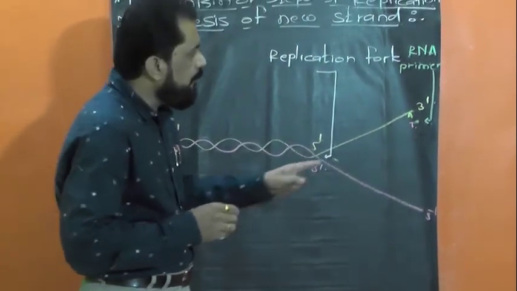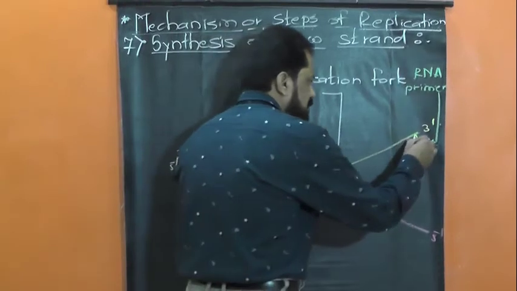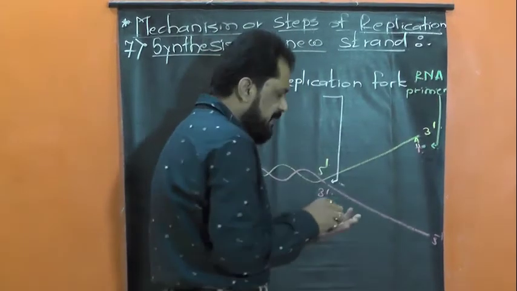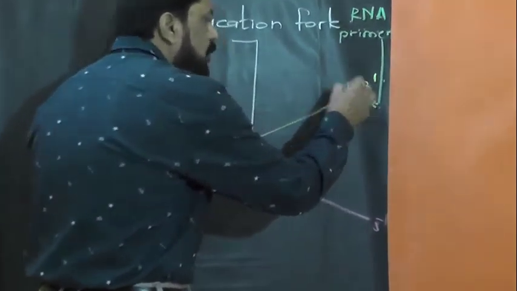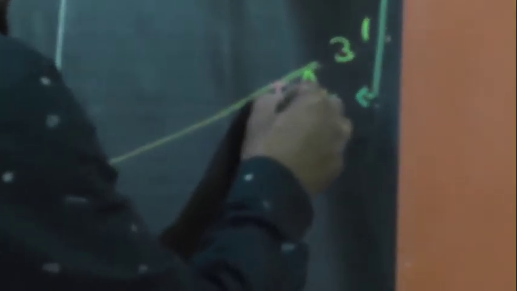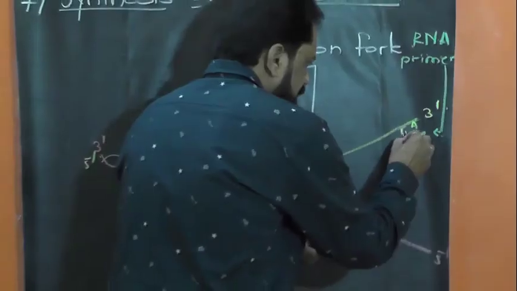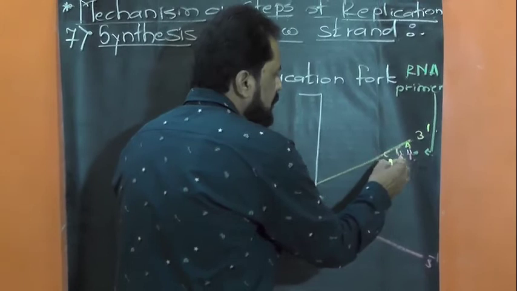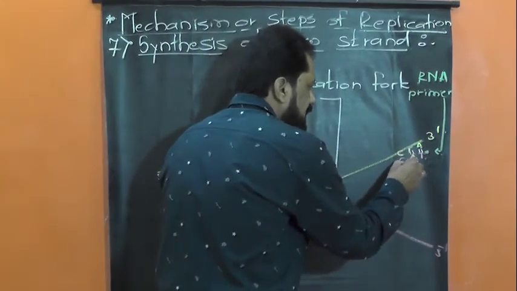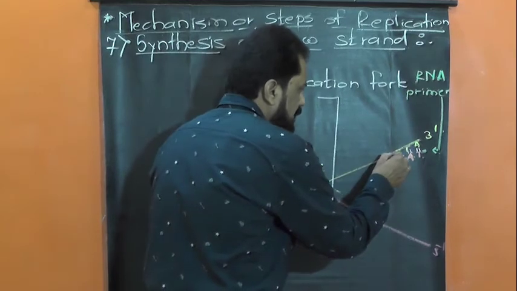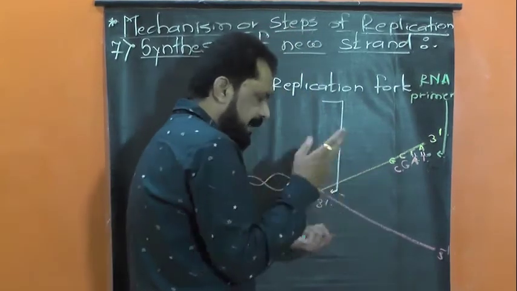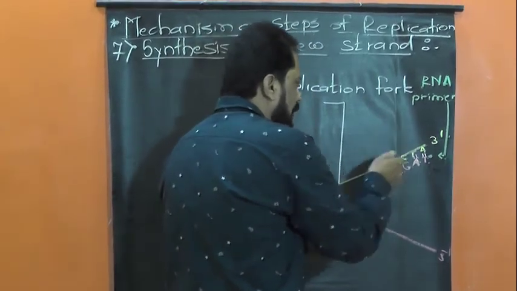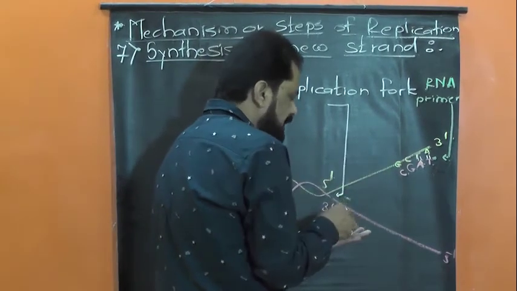Okay? And the weak hydrogen bond is established between them. If there is a thymine on the old strand, then against it adenine nucleotide is placed and weak hydrogen bonds are formed. In the same manner, if there is a C, that is cytosine on the old strand, against it guanine is placed, and if there is a guanine on the old strand, the cytosine nucleotide is placed against it, and of course the hydrogen bonds are formed between the complementary nucleotides.